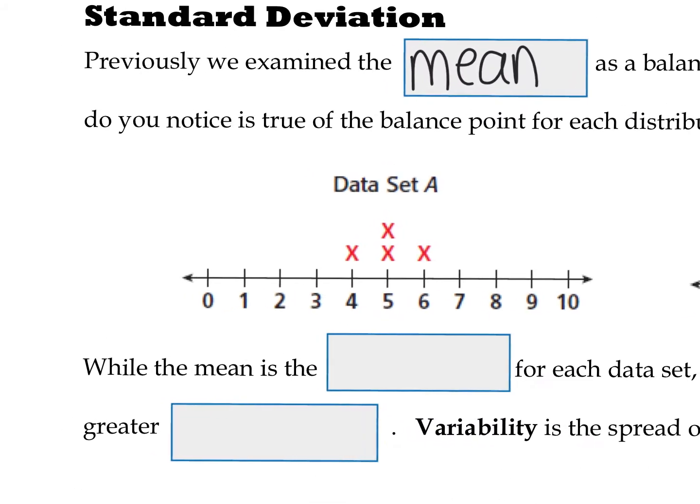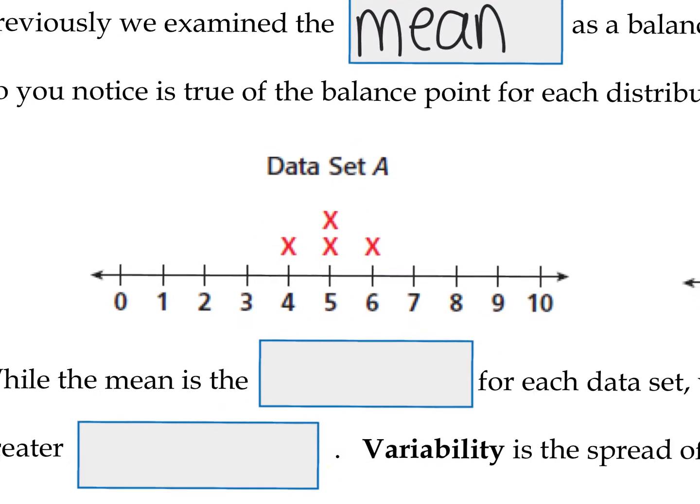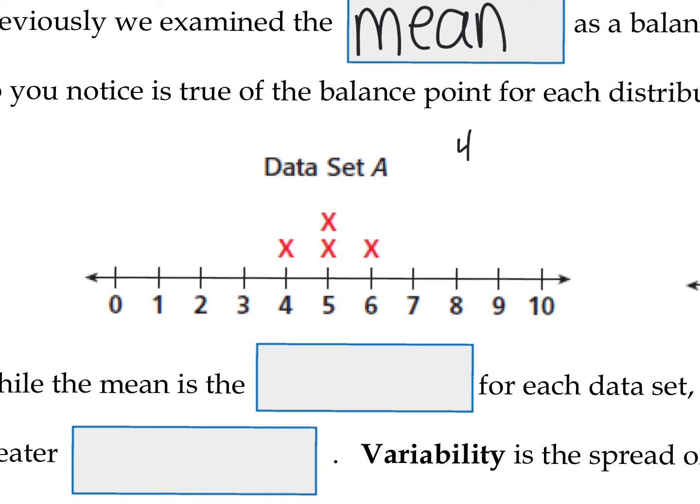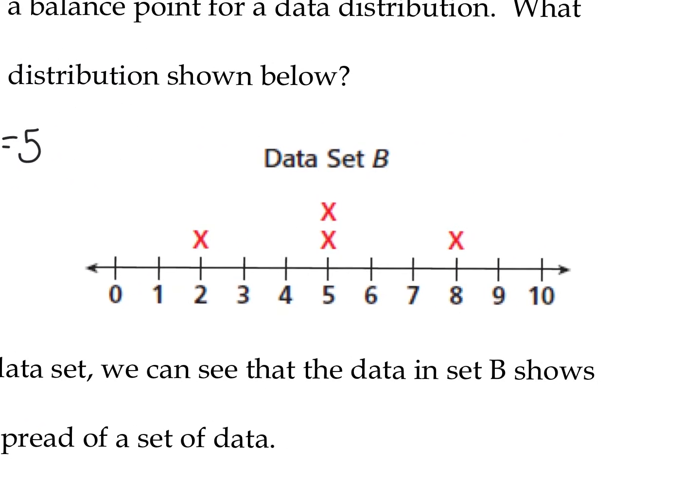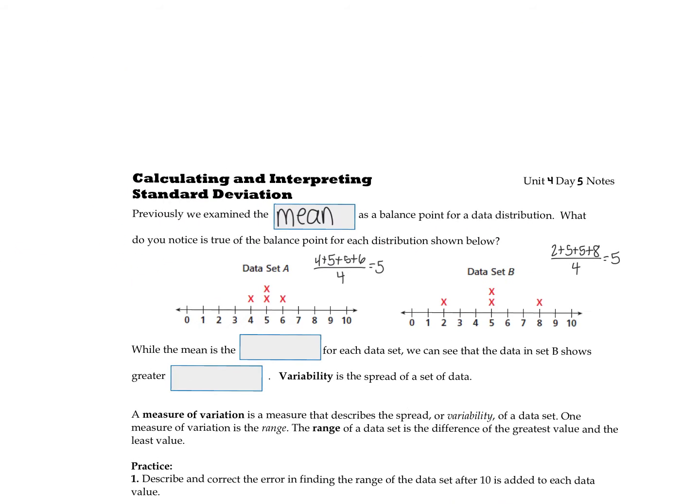So if I find the mean of data set A, I would do 4 plus 5 plus 5 plus 6, all of that divided by 4, and I would get 5 for our mean. And then in data set B, I would do 2 plus 5 plus 5 plus 8, again divided by 4, which is again 5. So both of these data sets have the same mean.